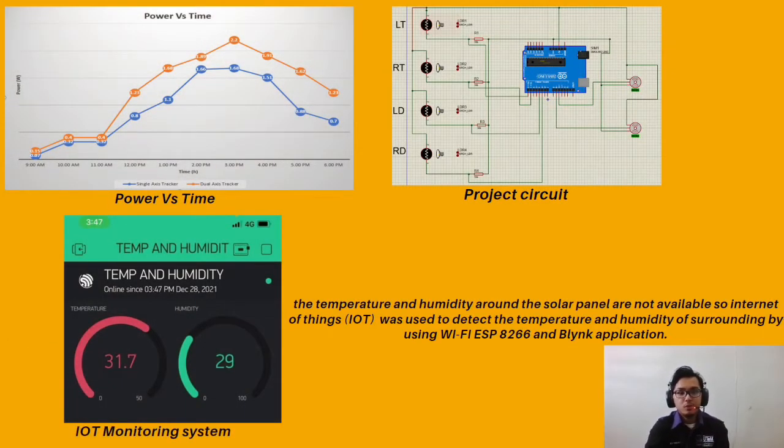So this is power versus time, and this is the schematic diagram using Proteus 8 Professional, and this is the IoT monitoring system display. The temperature and humidity around the solar panels are not available, so the Internet of Things, which is IoT, was used to detect the temperature and humidity of the surroundings by using the Wi-Fi ESP8266, and it was sent to the Blynk application.